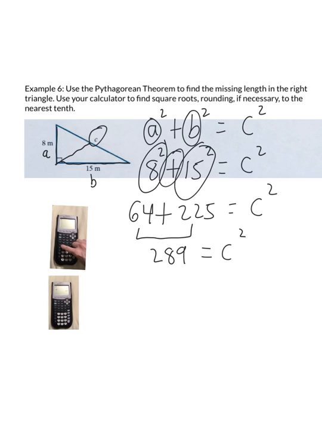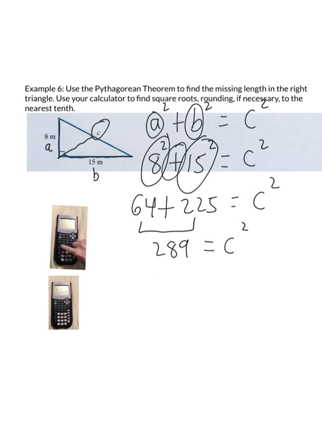Once the letter squared is solved by itself, which is what we have here, we have c squared by itself equals 289. The last step is to figure out just what c is. In other words, get rid of the square exponent. The opposite of a square is a square root.